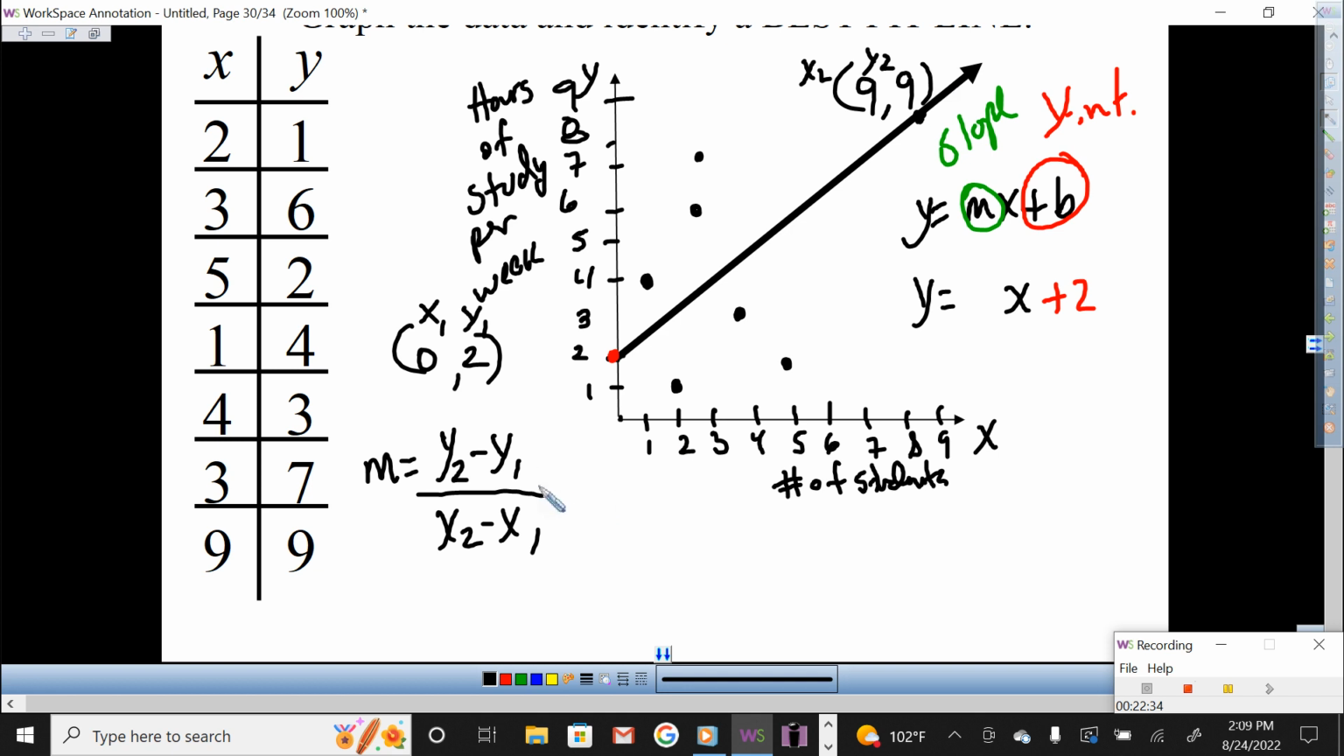So, let's substitute that in here. We got y sub 2 being 9 and x sub 2 being 9. Then we got y sub 1 being 2, which is this one, and x sub 1 being 0. Therefore, this is 7 over 9. That's our slope. All right, so that goes where? 7 over 9.